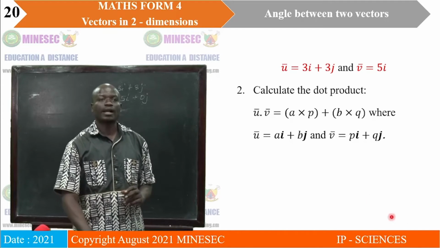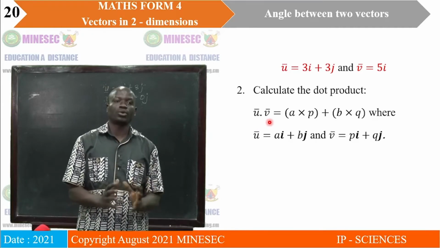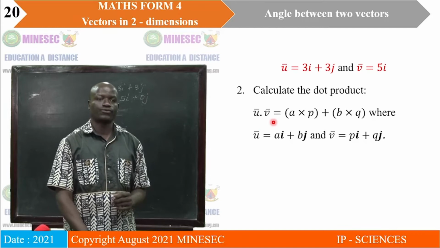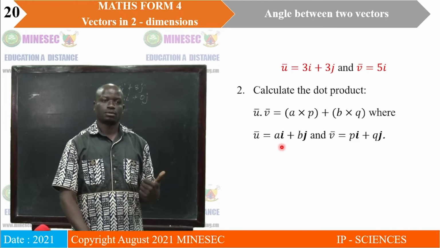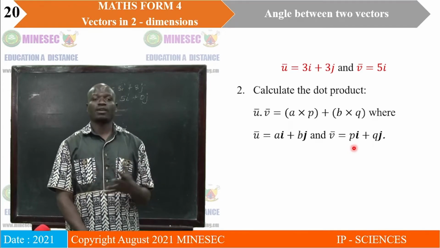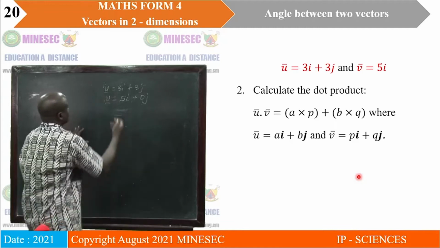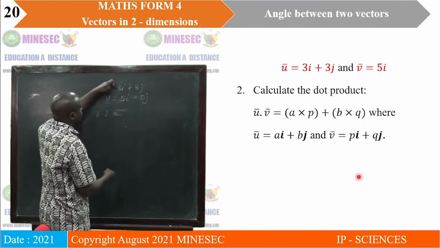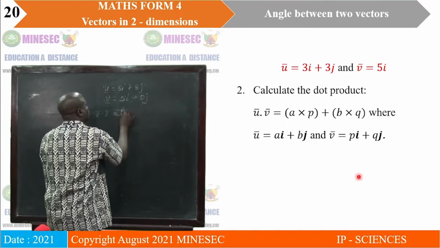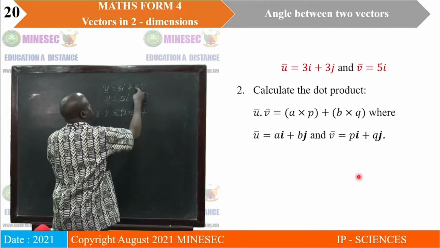So now we are expected to calculate the dot product. This kind of multiplication is called the dot product. It's done only with vectors. Now vector u dot vector v is calculated as taking the coefficient of i in vector u, times the coefficient of i in vector v. So we take a times b. The coefficient of i in u is 3, so u dot v will be equal to 3 times 5 plus 3 times 0.